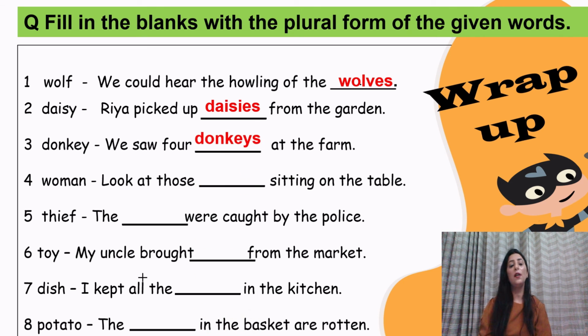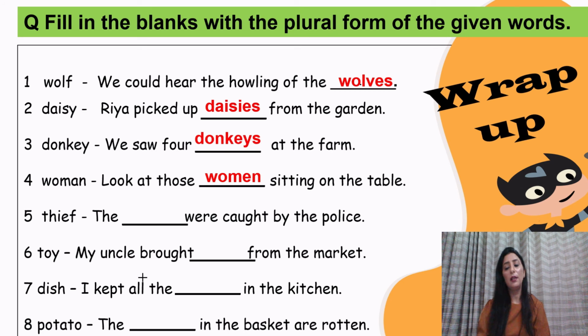Now the next word is women. I already discussed that there are some irregular forms which change their form completely. Now look at those women sitting on the table. So here instead of A, we'll change it into E. So it changes its form completely. Now the fifth one is thief. The dash were caught by the police.